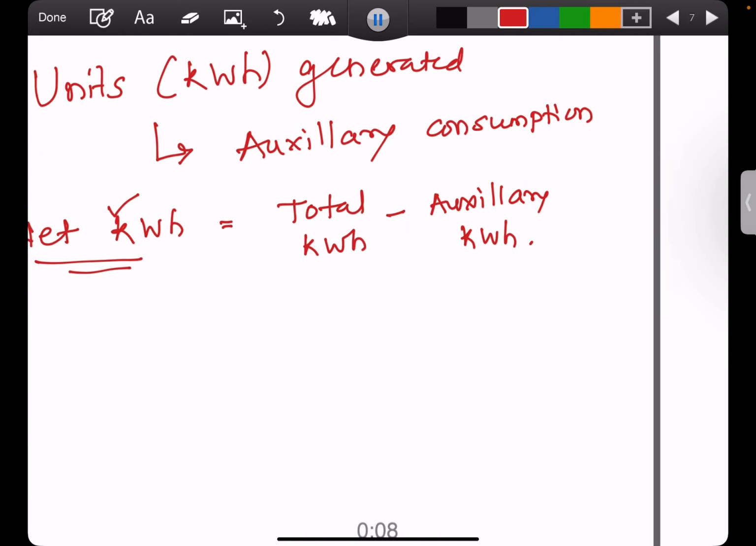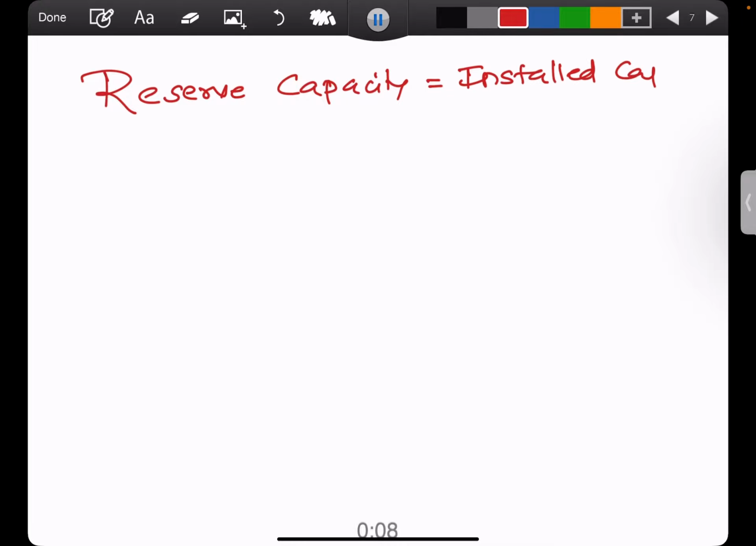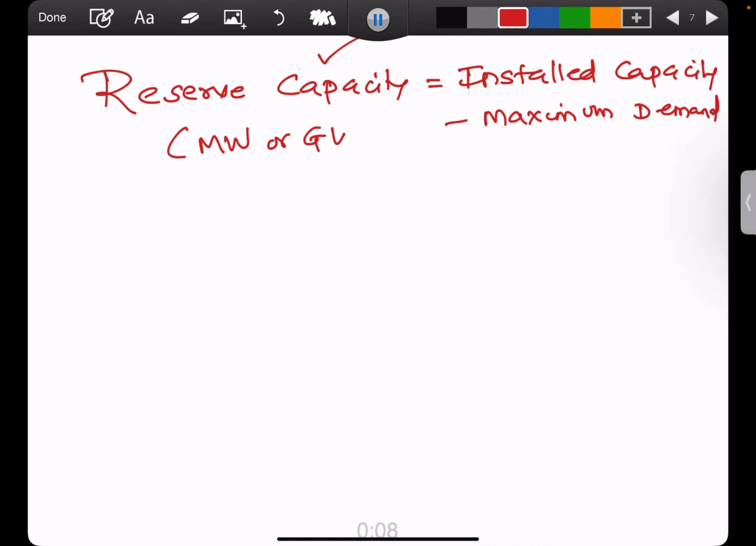The other useful concept is reserve capacity, and it is very simple. Reserve capacity is nothing but the capacity of the power plant greater than its maximum demand. Generally, the power plant would have an installed capacity higher than the maximum demand. So the maximum demand has to be subtracted from the installed capacity, and that gives us the reserve capacity. Generally it would be in megawatts or gigawatts for huge power plants.